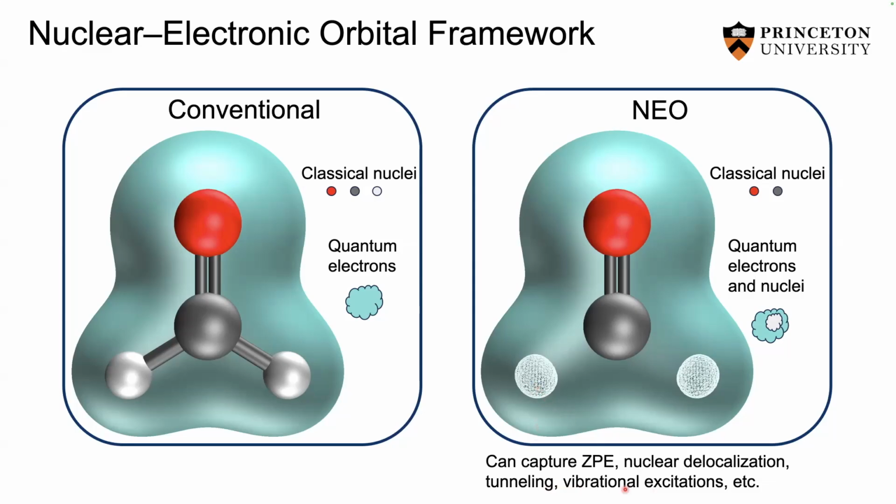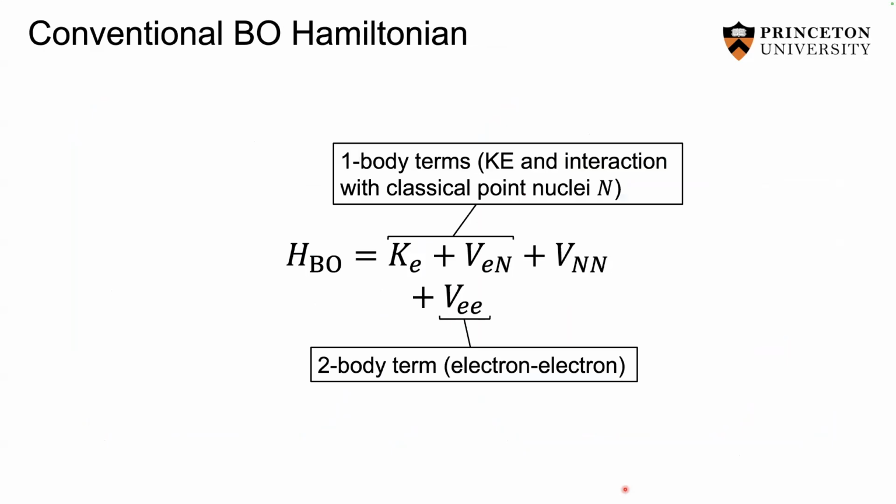unified framework. So just to make this mathematically explicit, this is the very familiar Born-Oppenheimer Hamiltonian for electrons. And we have these one-body terms of just the kinetic energy of the electrons and the attraction between the electron and the nuclear point charges, and then of course the nuclear repulsion. But the only two-body term, and the part that's hard to calculate and the focus of electronic structure theory, is this electron-electron two-body interaction.